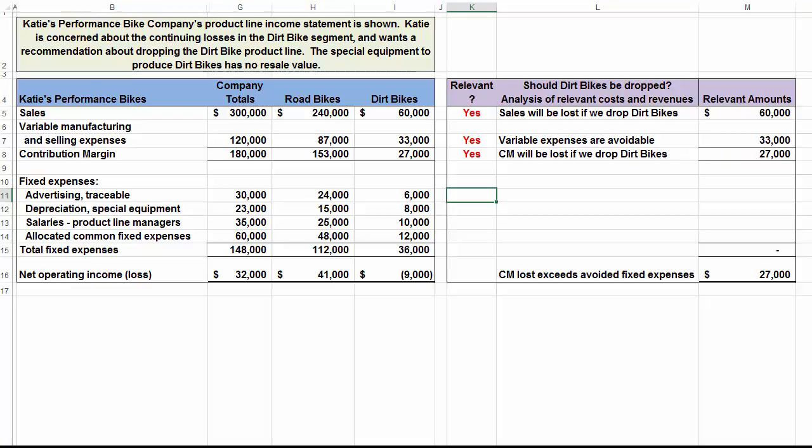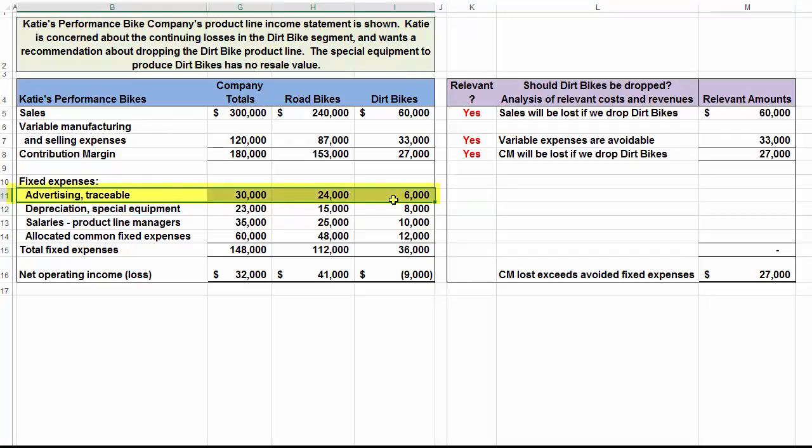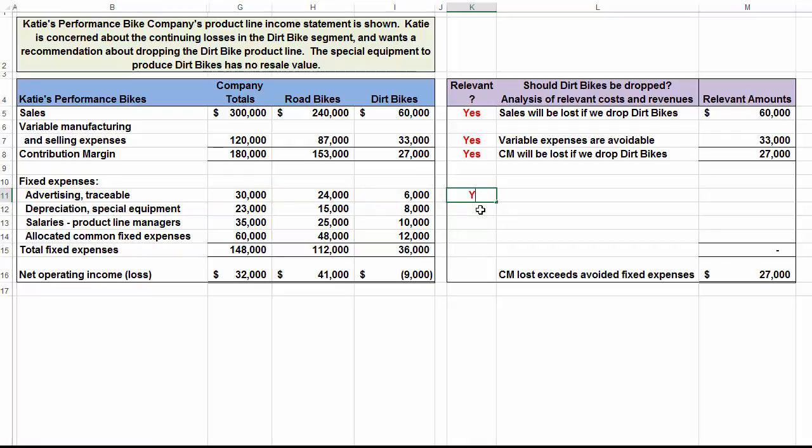Now, what about the fixed expenses? We'll go one by one through those. The first expense that is fixed that we're looking at is the traceable advertising expense. And we learned about traceable expenses that if a product line goes away, the cost that is traceable to it will go away as well. So is traceable advertising expense a relevant cost in making this decision? And the answer, of course, is yes, because it's a cost that can be avoided. So I'll just type in avoidable at this point, and we'll lose or avoid $6,000.